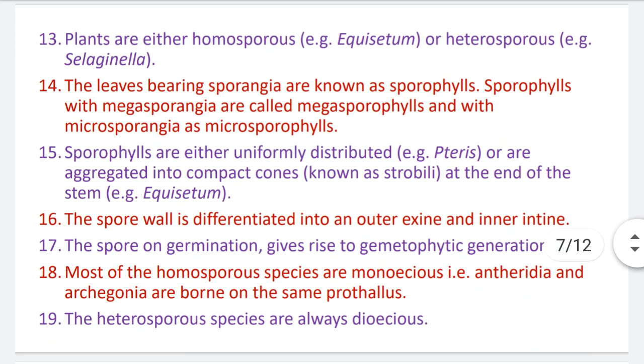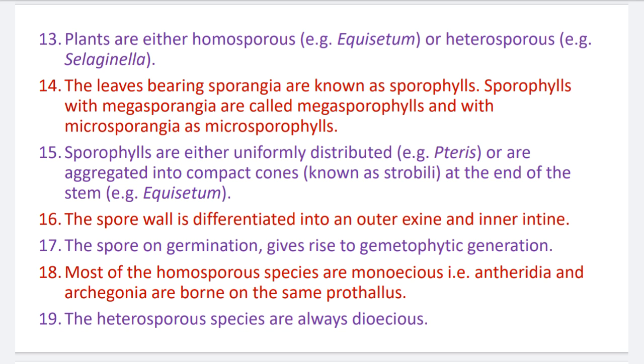Number 13. Plants are either homosporous or heterosporous. Homosporous means a single type of spores is produced by the pteridophytic plant. Heterosporous means when the pteridophyte produces two types of spores, smaller size spores and larger size spores, considered as microspores and megaspores. Such pteridophytes are called heterosporous. Example is Selaginella, and a homosporous example is Equisetum.